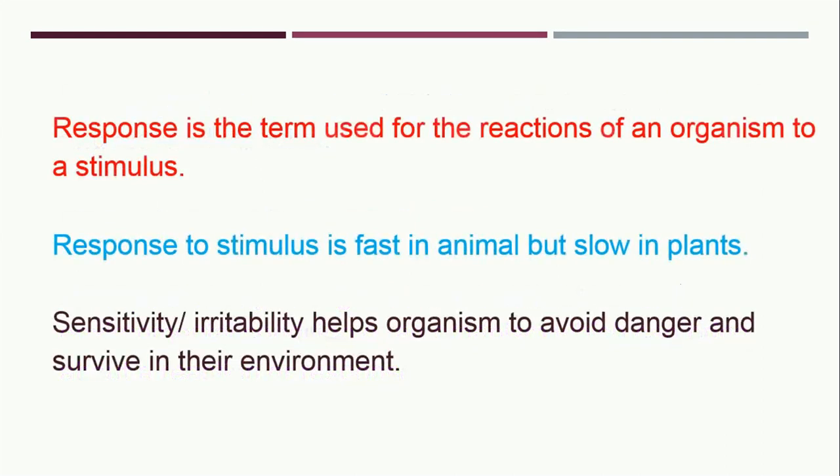Response is the term used for the reactions of an organism to a stimulus. Now, response to stimulus is fast in animals but very slow in plants. Sensitivity or irritability helps organisms to avoid danger and survive in their environment. That is why if an animal such as you touches any hot surface, what happens? You withdraw your hand automatically. This helps to protect your skin from being damaged.